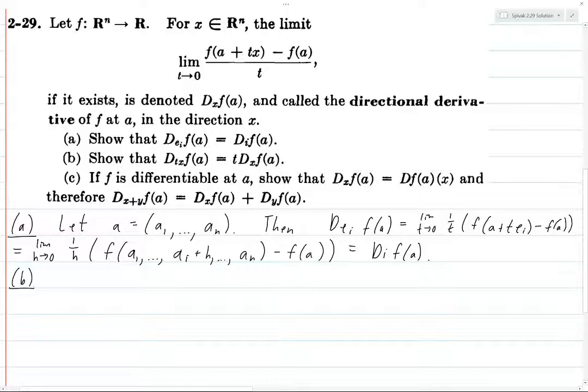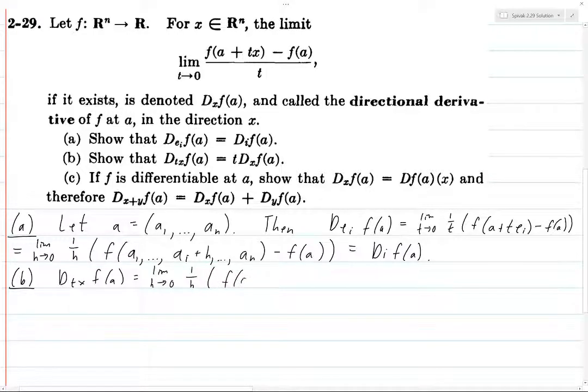Now for b, we want to prove that if you have a constant multiple of the vector with respect to which you're taking the derivative, you can pull that constant out. Okay, so D_{tx} f of a is by definition the limit, and now we're already using the variable t, so we can't use the variable t in the limit, so we'll use h instead, which makes sense because that's the variable that we usually use.